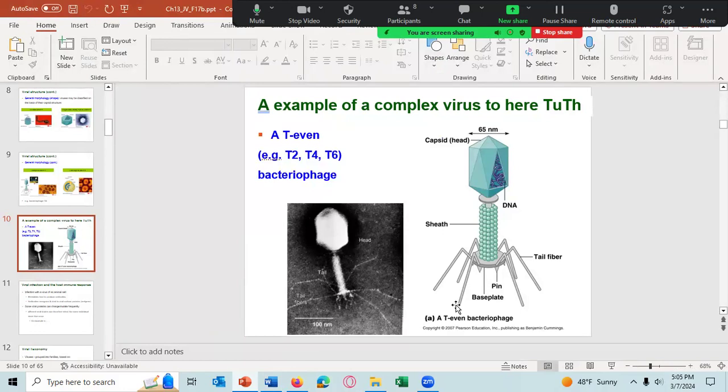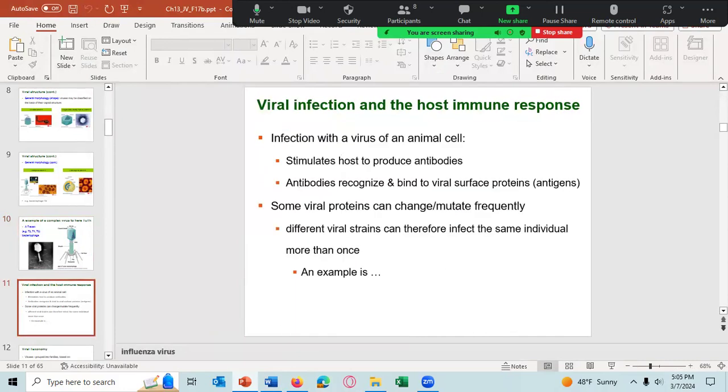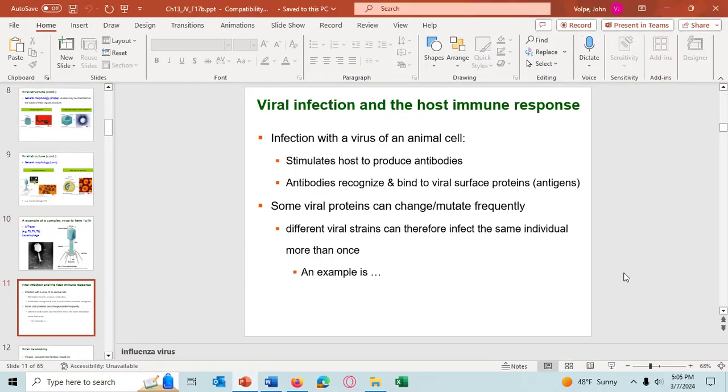So I talked about the T4 virus having this shape. It's the virus that's been studied the most, more than any other virus. And so we'll talk a little bit about viruses by using what's known about T4. When a virus infects an animal, this will stimulate the animal host to produce antibodies. Antibodies recognize and bind to viral surface proteins that we call antigens, and these will be the outermost molecules of the virus or whatever the object is that the host immune system is recognizing and attacking. So antibodies will recognize and bind to the viral surface proteins and glycoproteins.